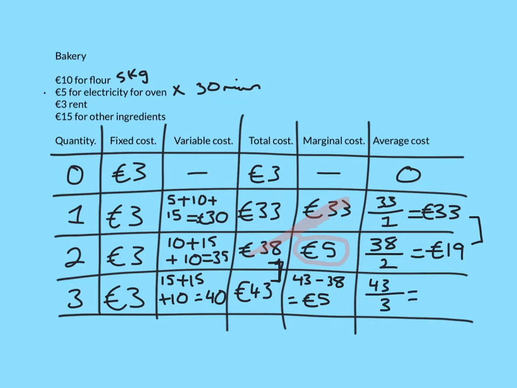So that's going to give me 14, and I'd say it's a bit hard. So it's about €14.3 per cake. So you can see as we increase the quantity, we will see a drop in our average cost as we increase that quantity each time.